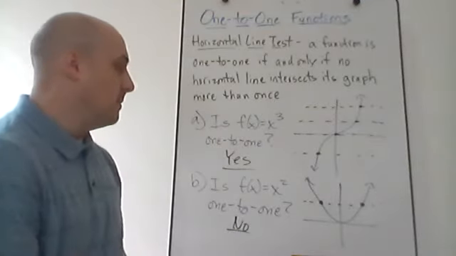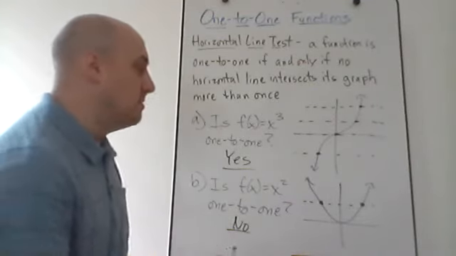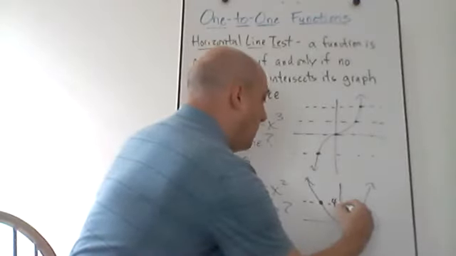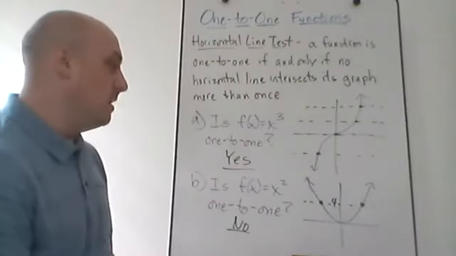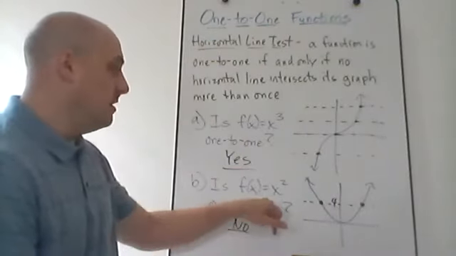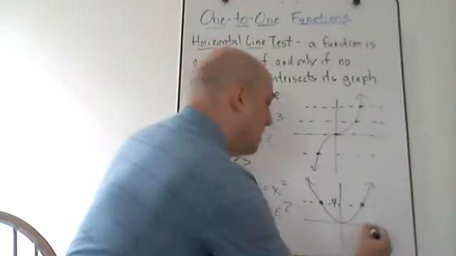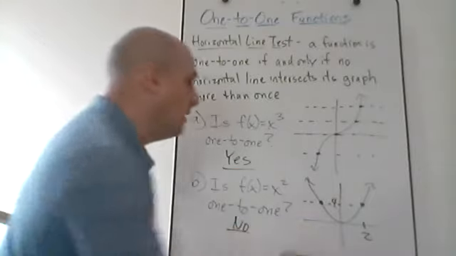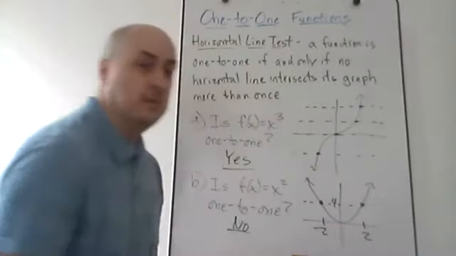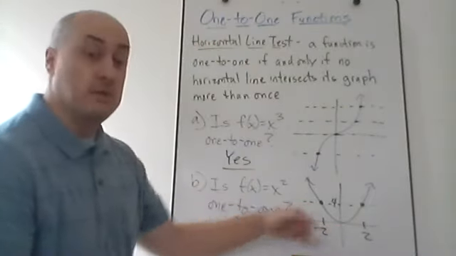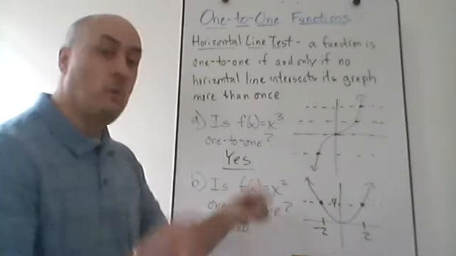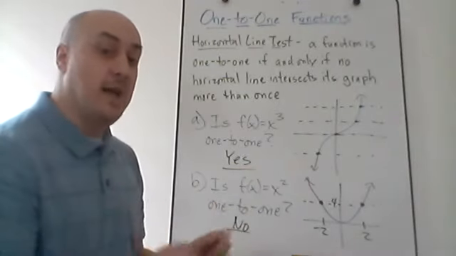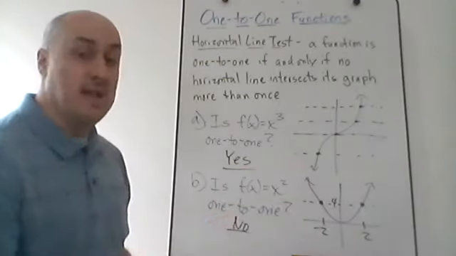Because for that one single y value, and just to put some numbers on it, let's say that this is y equals 4, again just to pick a convenient number. Well, y equals 4 for this function can come from two different x values. y equals 4 when x is equal to 2, because 2 squared gives me 4. But also when x equals negative 2, negative 2 squared also equals positive 4. So that one y value comes from two different x values. Therefore, this function is not one-to-one.